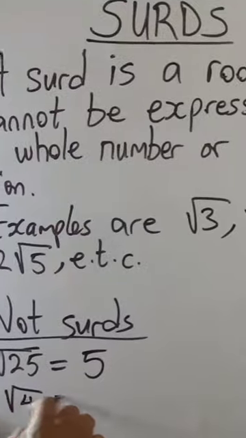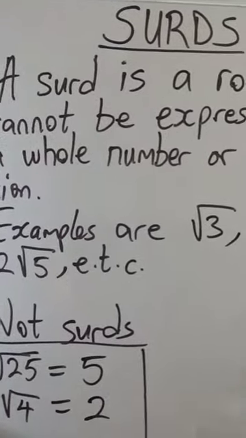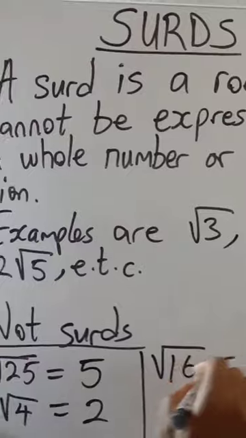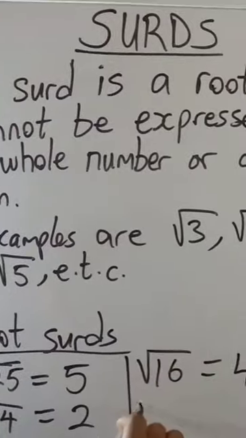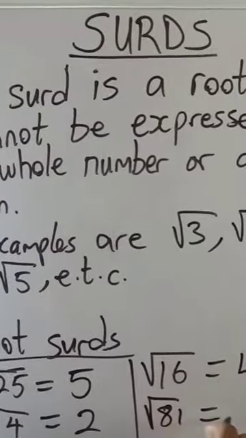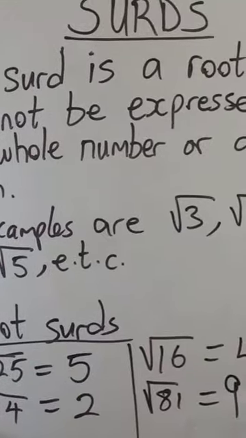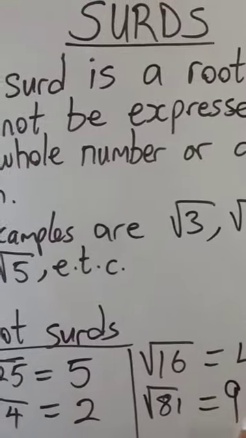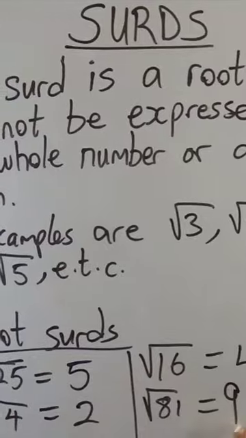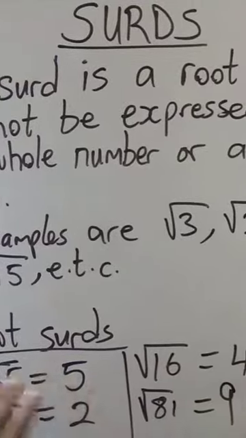Square root of 4 gives us 2. Square root of 16 gives us 4. Square root of 81 gives us 9. So as you can see, these are rational numbers or simply whole numbers. So these are not SURDS.